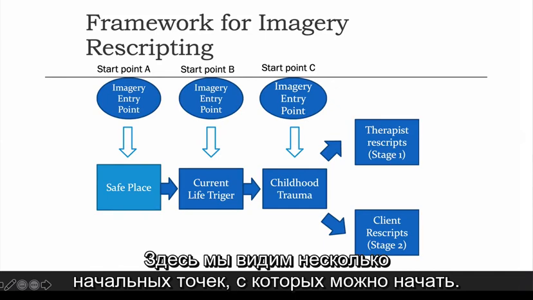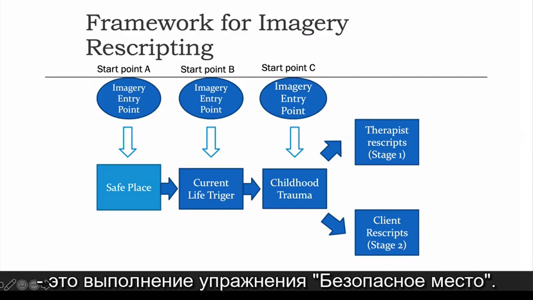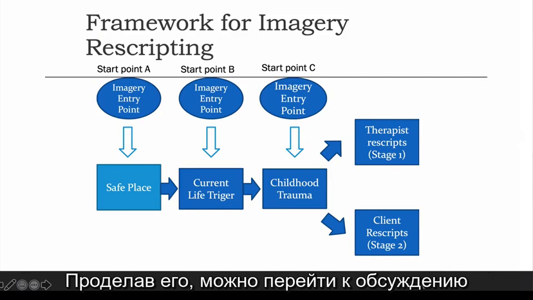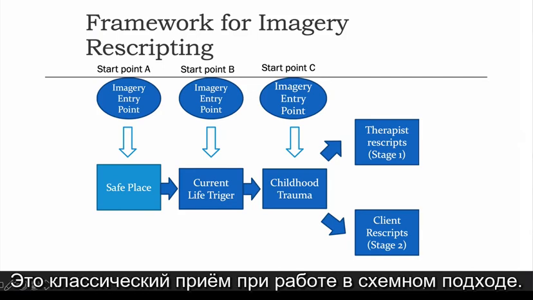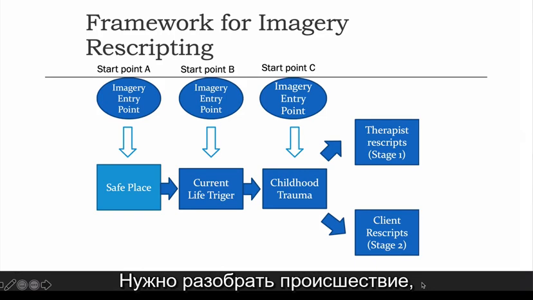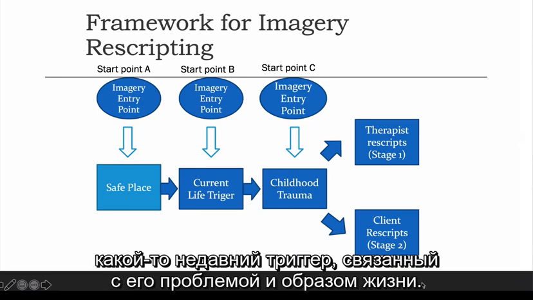There are several different start points you could be looking at. The first start point you could look at is doing a safe place exercise. And once you've done that, moving into a recent life trigger. This would be the classic thing that you would use in a more schema-based way. So you'd be looking at a recent event that might have happened, something that's happened to the client in the last couple of days, a recent trigger that might be related to their life pattern and problem.